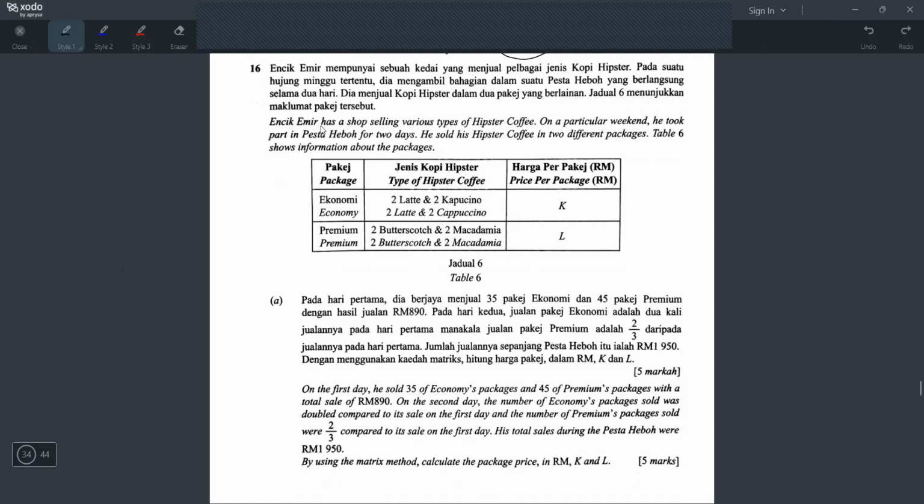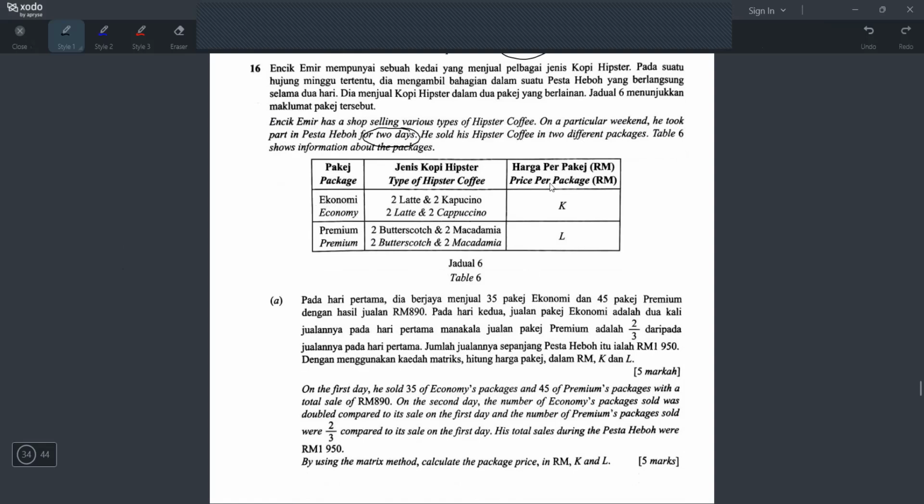Okay, 16. Encik Amir has a shop selling various types of hipster coffee. On a particular weekend, he took part in Pesta Hebo for 2 days. So this Pesta lasts for 2 days. He sold his hipster coffee in 2 different packages. Table 6 shows information about the packages. So you have economy package and premium package. Economy package will give you 2 latte and 2 cappuccino. Premium will give you 2 butterscotch and 2 macadamia.